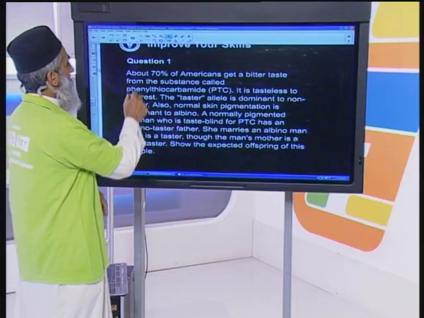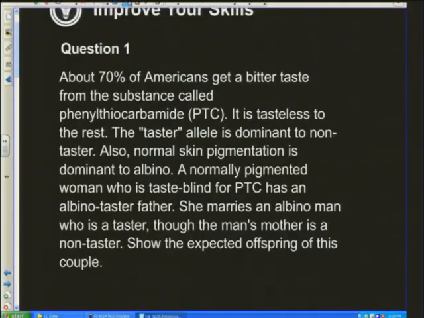About 70% of Americans, they say, get a bitter taste. I'm not reading the whole story there. It is tasteless to the rest. So that means 70% of the people are getting this bitter taste. The other 30% of the population are not getting this taste; it's tasteless.